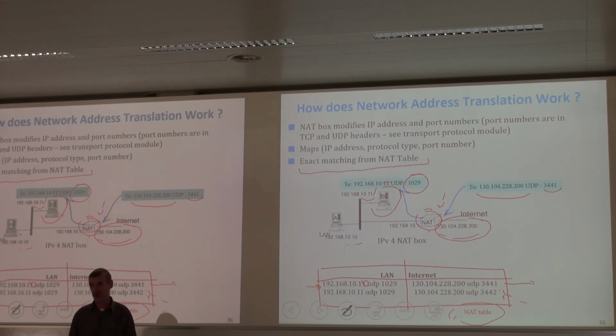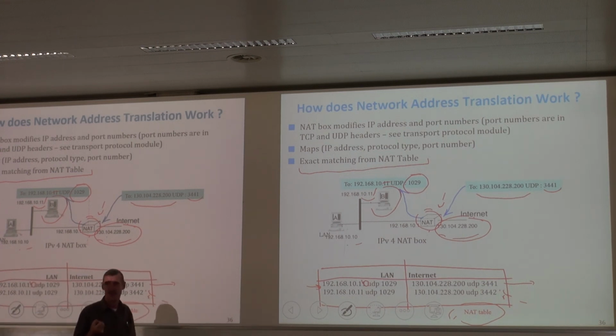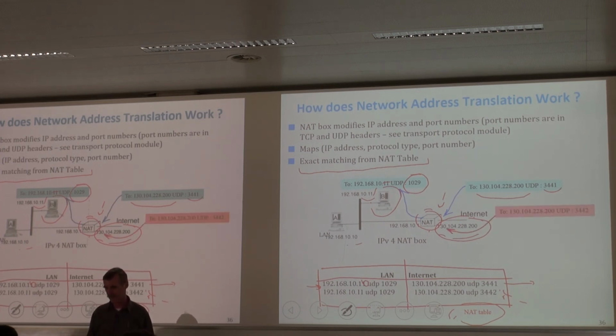So, in summary, how does network address translation work? Well, it's a cute hack that consists in using the port numbers for addressing. The port numbers belong to the transport layer, but we use them for identifying machines. So we use them as network addresses. And of course, we need to build and maintain this table.